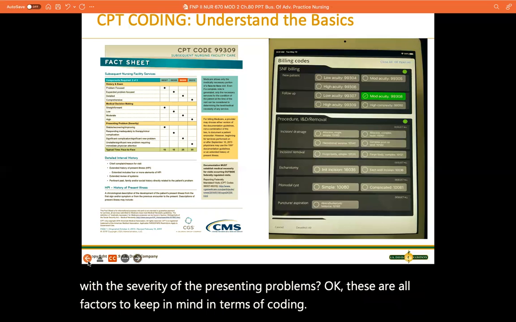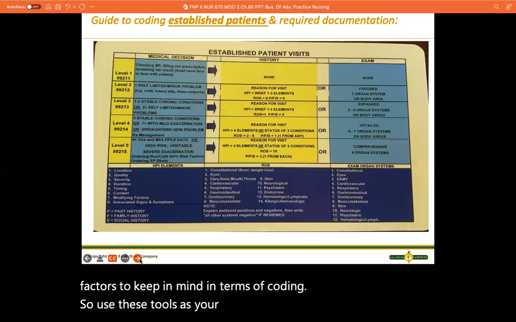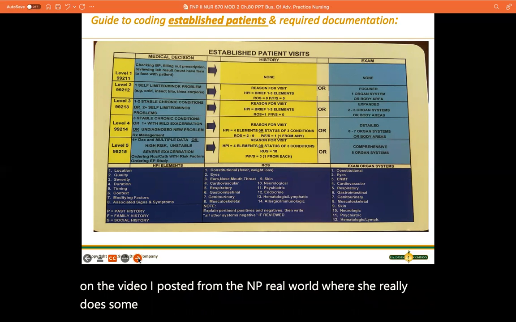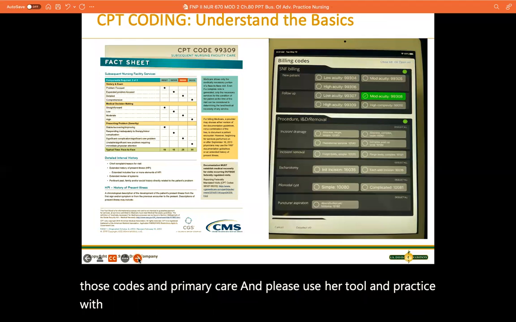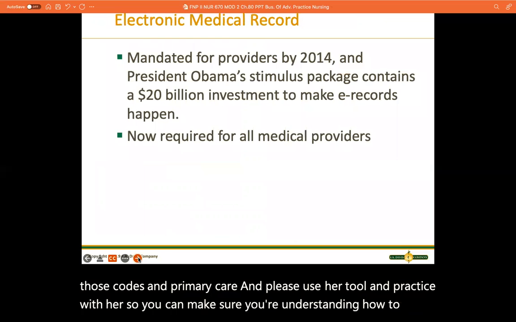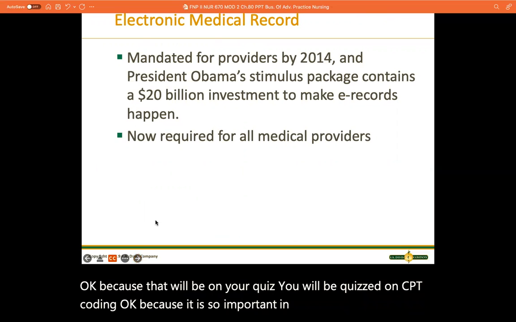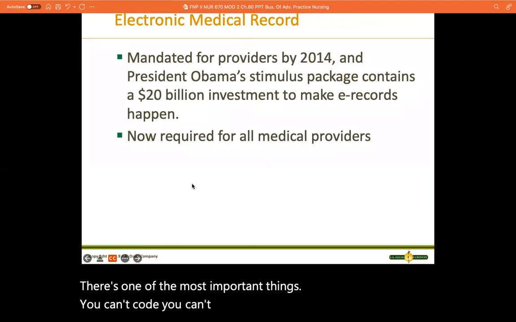Okay, so use these tools as your resources. Again, I would go on YouTube to the video I posted from the NP Real World, where she really does a beautiful breakdown of primary care and how she uses those codes in primary care. And please use her tool and practice with her so you can make sure you're understanding how to code. Okay, because that will be on your quiz. You will be quizzed on CPT coding, because it is so important in your practice. It's one of the most important things. If you can't code, you can't get paid, and that's a problem.